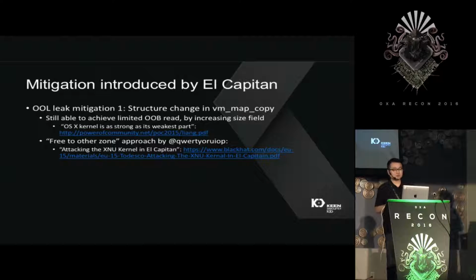Another approach was found by Luca, who suggests that we can increase the size field and try to read it out, so that the vm_map_copy_t struct will be freed to another zone, so that you can play with zone alloc and dealloc again and again later on.